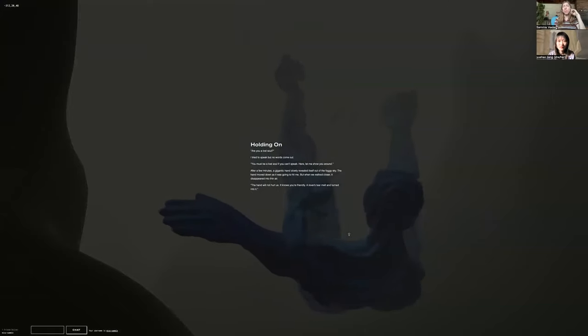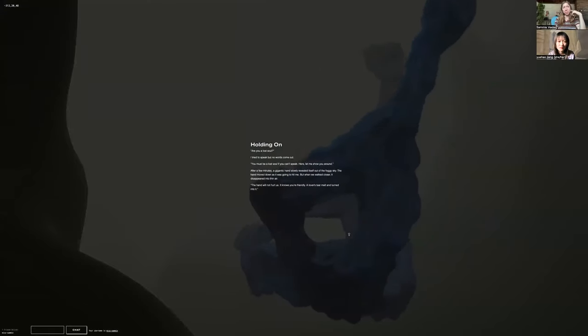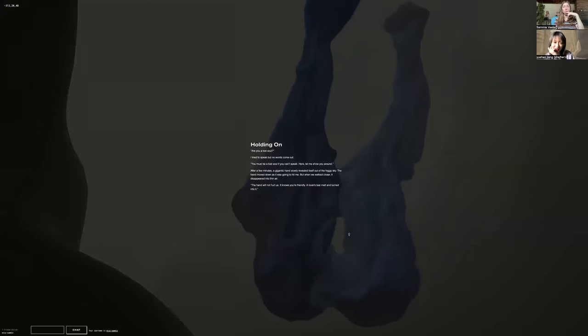Do you want to read the text? Would it be easier for you to have the catalog in front of you, or is there a way that would be easy for you to read this? Yes, I have it opened. Oh, great.